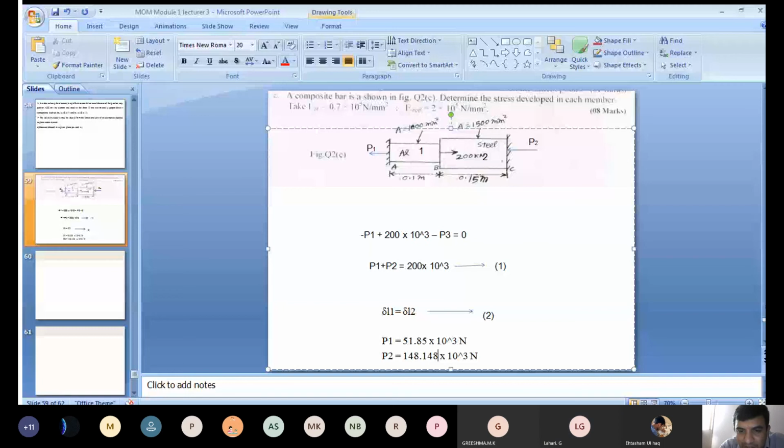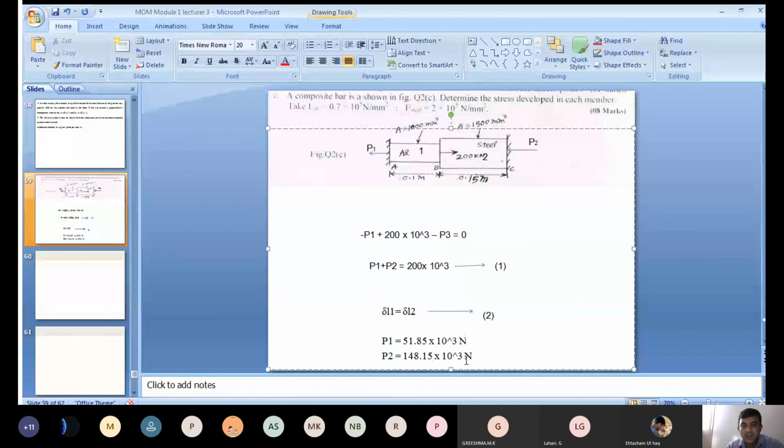If you add those two, you'll get 200 into 10 raised to the power of 3. Round off 148.148 to 148.15. Now if you add those two, you'll get 200, right? Yes or no? Then your answer is correct for P1 and P2.